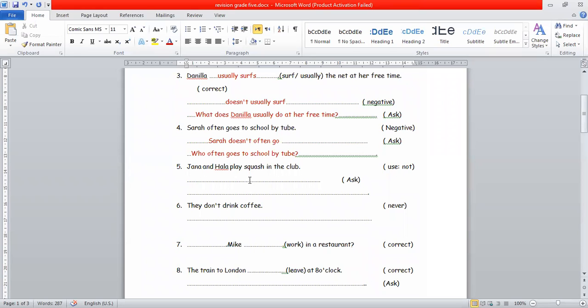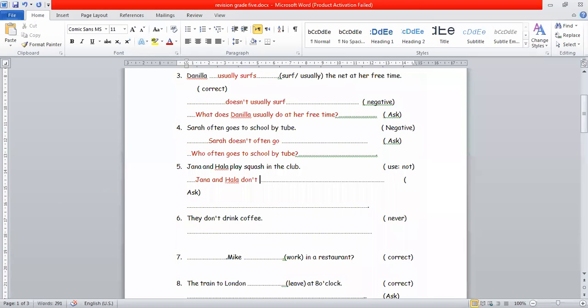Why do you put don't, Yamina? Because Jana and Hala are they. They, very good. And we don't have S in the verb. Jana and Hala, we don't have S in the verb, Yamina? S, very good. So if we don't have S in the verb, what happens? We use don't. Very good, Yamina.